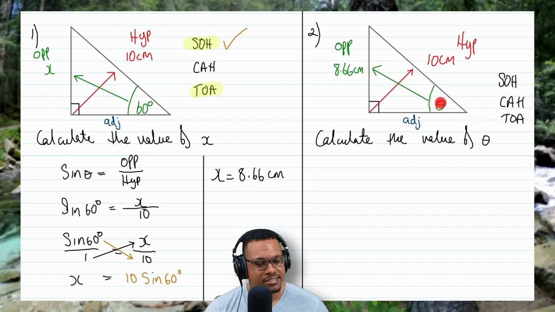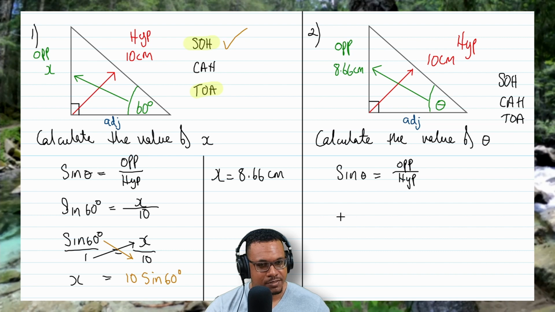And remember, since theta is the missing angle, we need to know the lengths of the other two sides, which will be the opposite and the hypotenuse. So we are just looking for a trig ratio with both opposite and hypotenuse, which is SOH: sine is opposite over hypotenuse. So we're going to write sine theta is equal to opposite over hypotenuse. Theta is missing, so we're going to leave that as sine theta. The opposite side is this 8.66. The hypotenuse is this 10 centimeters.